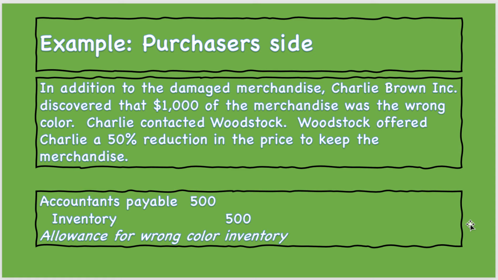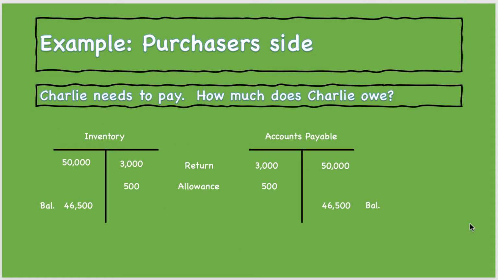We ordered merchandise for $50,000. Upon inspection, $3,000 of that merchandise inventory was defective. We sent it back. In addition to that, $1,000 of the merchandise was the wrong color, but we received an allowance because we said we would keep that merchandise at a discounted price. Okay? So now, Charlie needs to pay Woodstock. How much does Charlie owe?